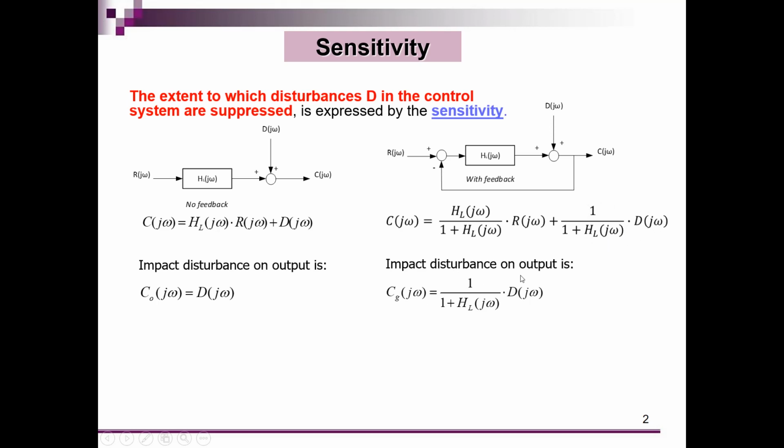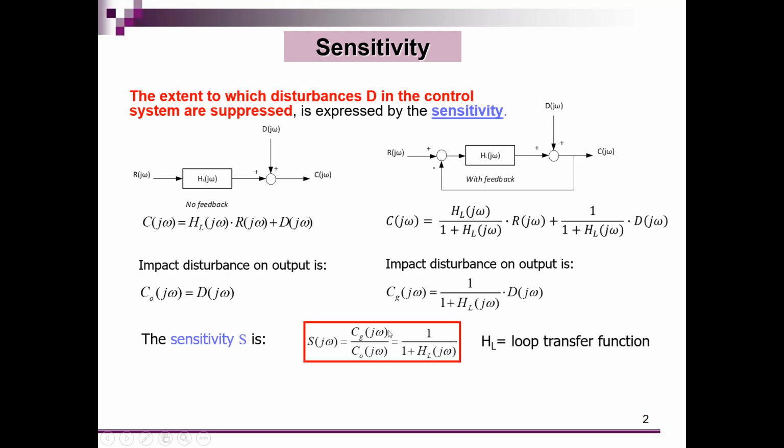So we see in the feedback situation, my disturbances are suppressed by this function. And the relationship between this function in a closed loop situation and this function in an open loop situation is what we call the sensitivity. So the sensitivity is 1 over 1 plus all the blocks in the loop: 1 divided by 1 plus HL. So HL is the loop transfer function. So when there are more blocks in the loop, then they are all part of HL.